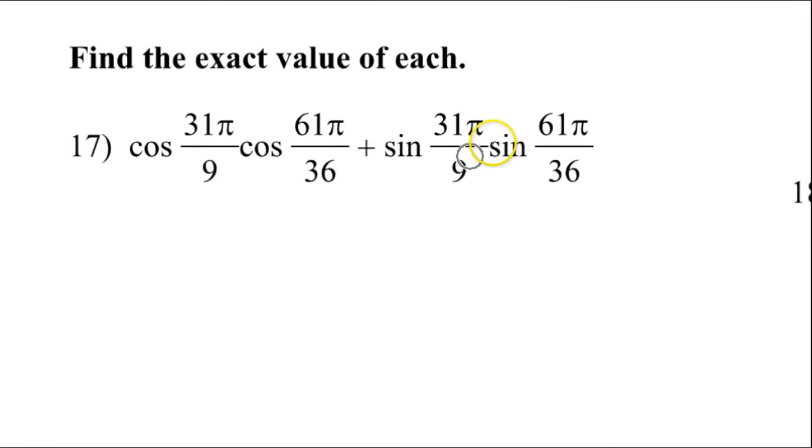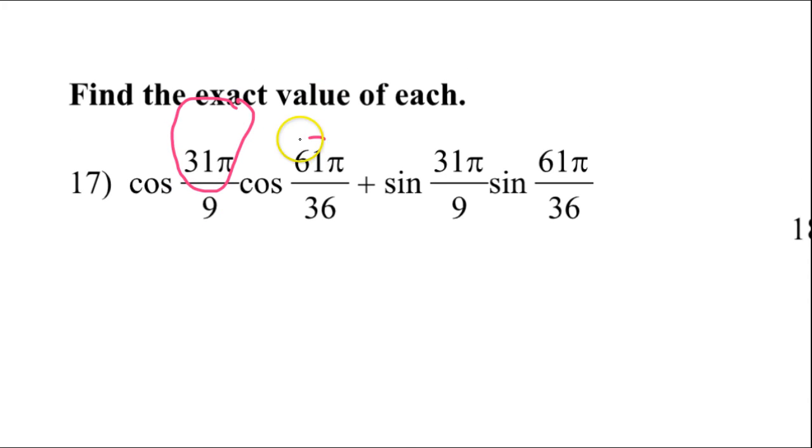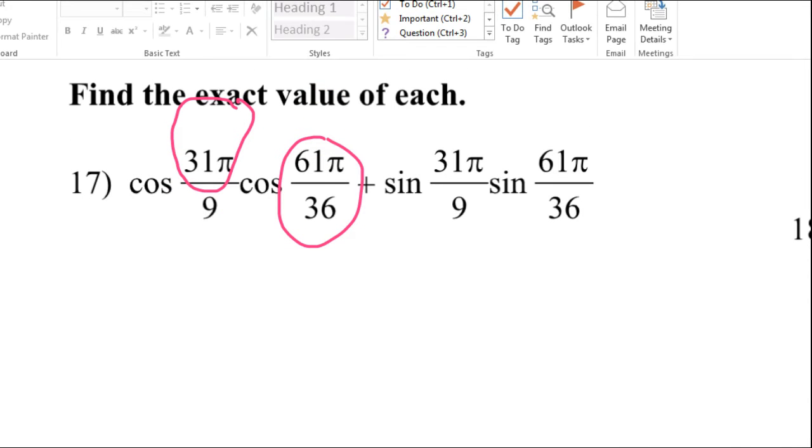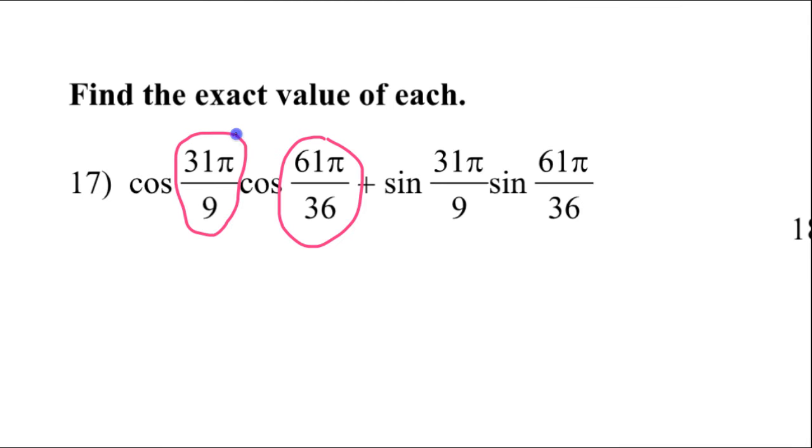For number 17, the directions switch up a little bit. Now they're asking us to find the exact value of the expression. So we're still going to simplify, but we're going to take the additional step and evaluate. So cosine, cosine, sine, sine. This is clearly the cosine formula happening, and the two angles involved are this and this. Remember that cosine does the opposite operation.